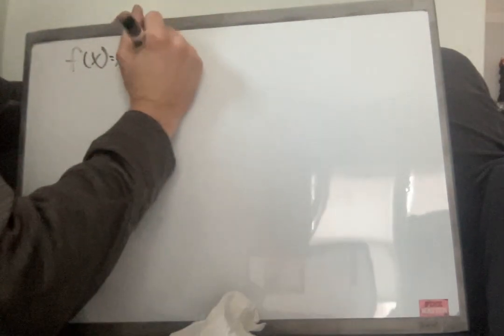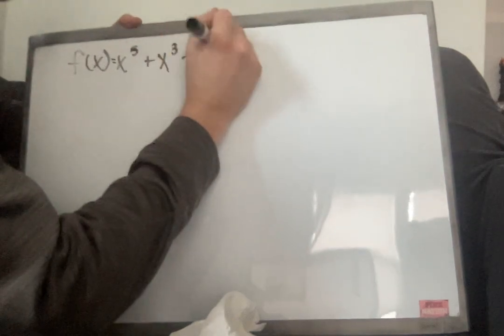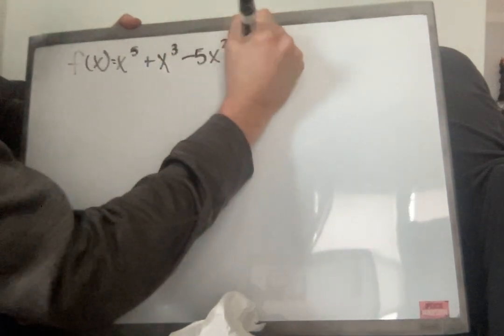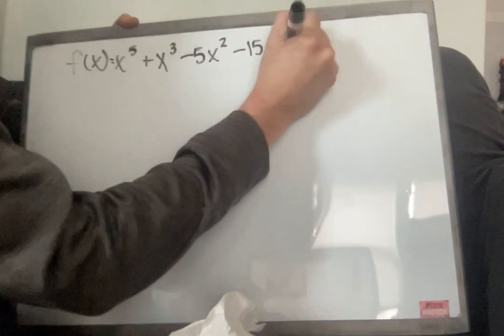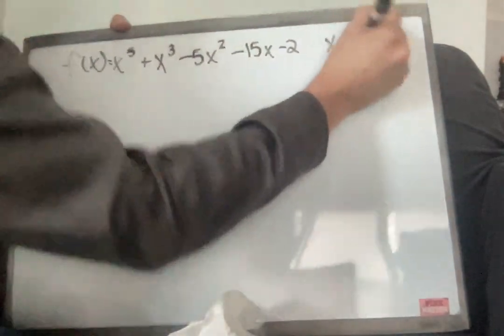I'm going to move on to the next example. I have f of x is x to the fifth plus x to the third minus 5x squared minus 15x minus 2. And I'm going to evaluate that at x equals 2.